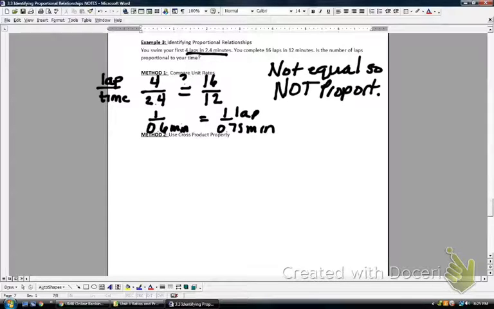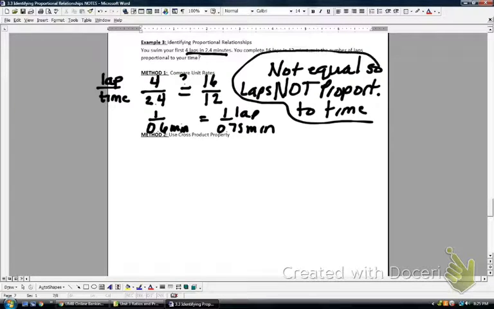And I'm going to abbreviate proportional because I'm running out of room. And this should be laps, not proportional to time. That makes a little more sense. Alright, so there's doing it method 1. Now let's look at it as method 2. So again, I have laps to time. And I have 4 laps to 2.4 minutes. Is that proportional to 16 laps, 12 minutes?